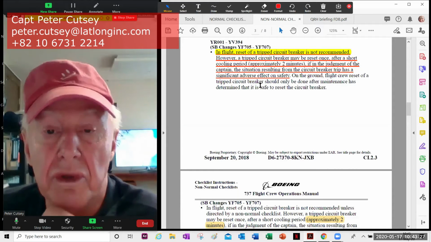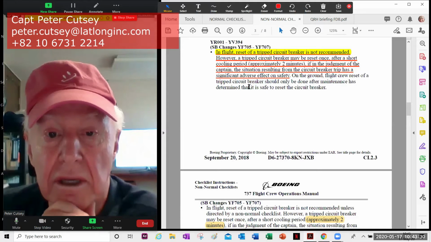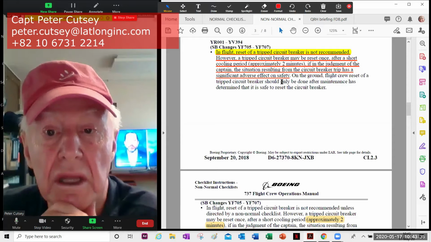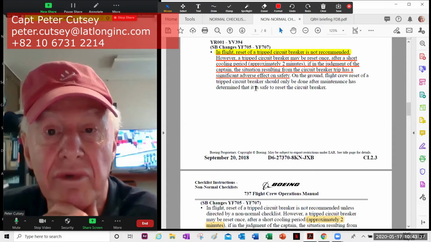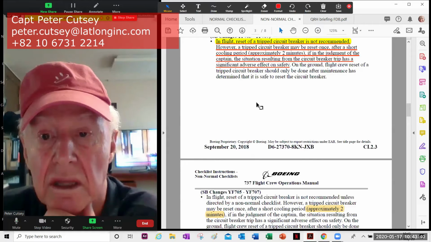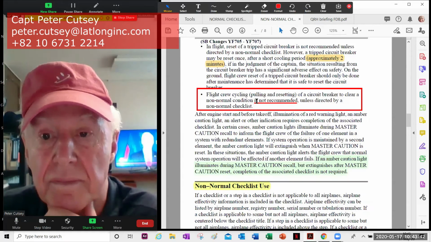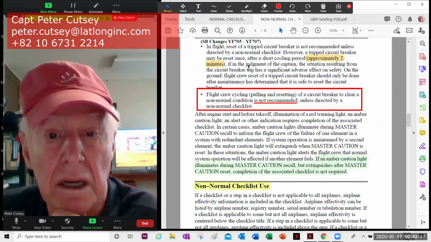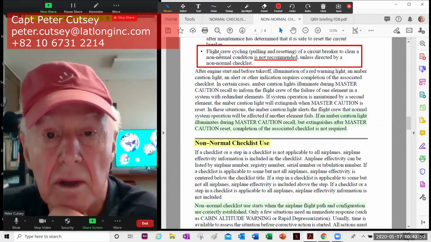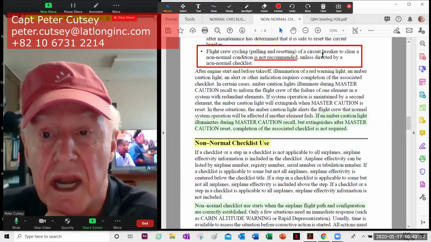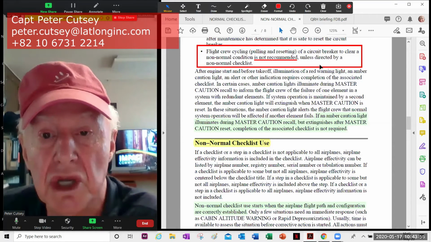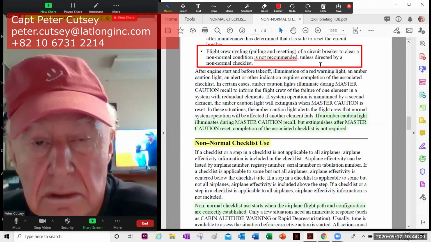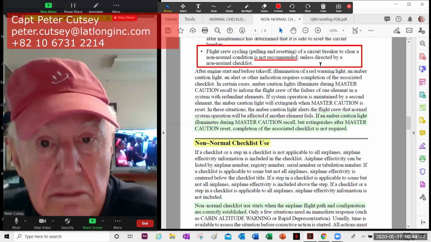You may want to check with maintenance. But in any case, the captain has the final say if, in his or her judgment, the situation could have an adverse effect on safety. Normally 2 minutes cooling if that decision was made. Flight crew cycling or pulling and resetting of a circuit breaker to clear a non-normal condition is not recommended unless directed by a non-normal checklist.